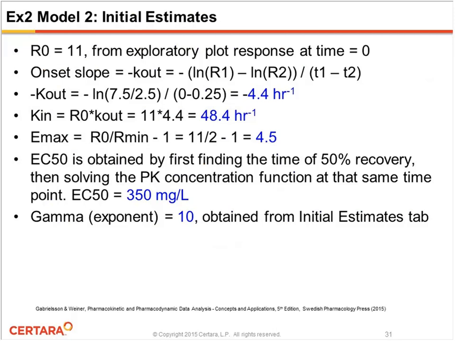Okay, so initial estimates for model number 2. This is the same data set, so the Kin and Kout estimates are the same. For the Emax, this will be estimated using the response at time 0 divided by the minimum response minus 1, and that gives an estimate of 4.5. The EC50 is found by finding the time of 50% recovery, then solving the PK concentration function at that same time point, which gives an estimate of 350. And then gamma from our other model, the estimate was 10, but we can evaluate that on the initial estimates tab.